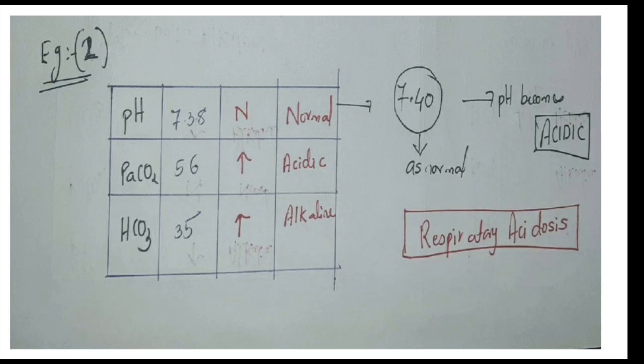It is respiratory acidosis. Okay, so this is slightly confusing, but I feel that this explanation would be easy for you. If you find no one is getting matched with pH because pH is normal, in that case consider 7.40 as the normal value for pH. Then it becomes easy to identify whether it is acidosis or alkalosis.